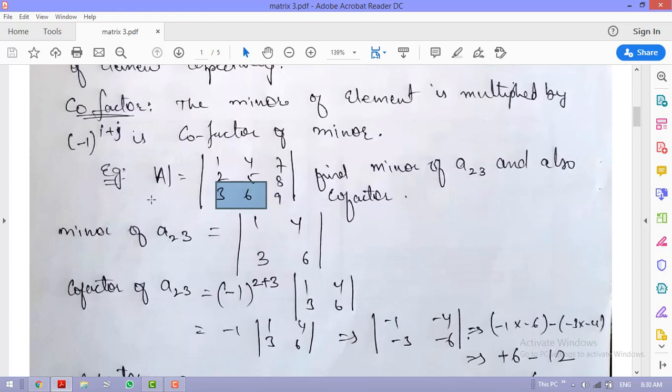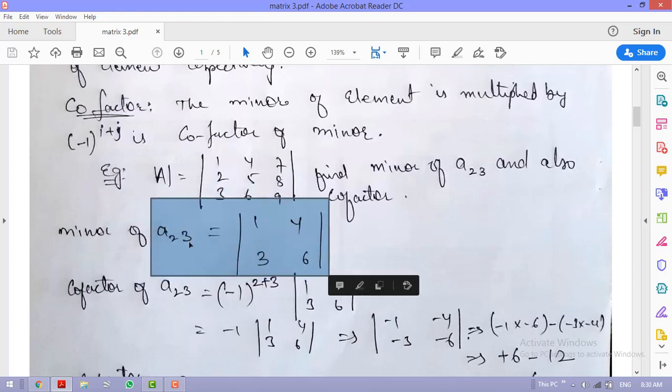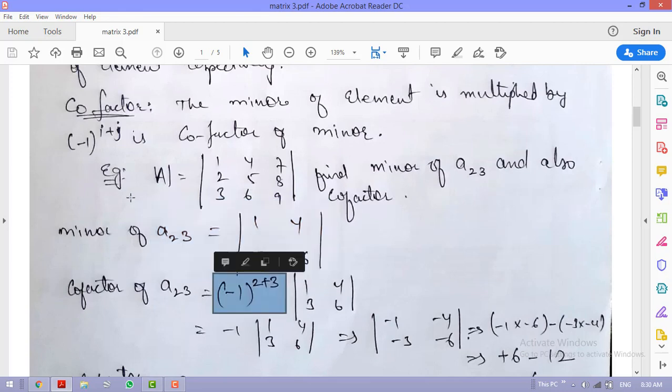So here you can see I have first identified the minor of a matrix: 8, 2, 3. Then if you apply this particular operation to that minor, that is considered to be a cofactor. So let us see how we have applied it here.